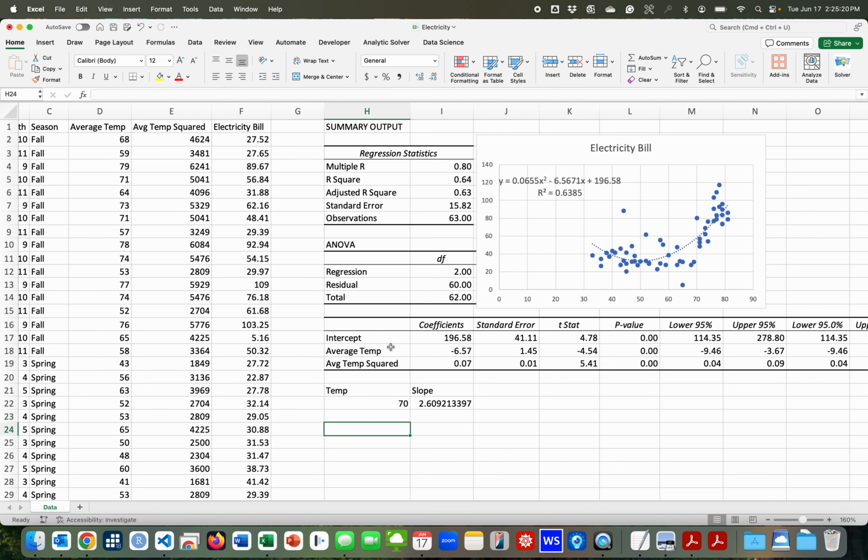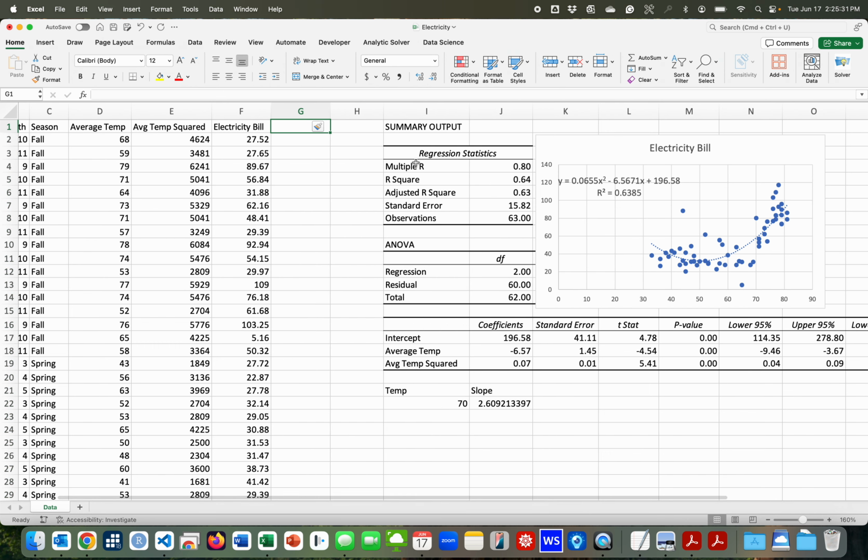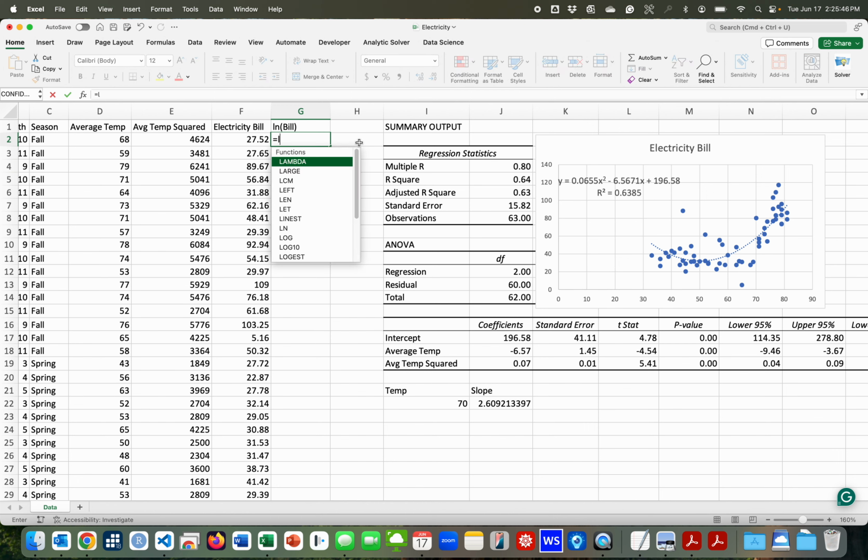So the next thing we want to do is estimate a regression where the dependent variable is the natural log of electricity. So I'm going to come over here to the right and insert some space right here. Let's call this LN bill, and this is going to be my new dependent variable. So my dependent variable is going to be the natural log of the electricity bill, and my independent variable will just be average temperature. So to get this column, we just take the natural log of the electricity bill.